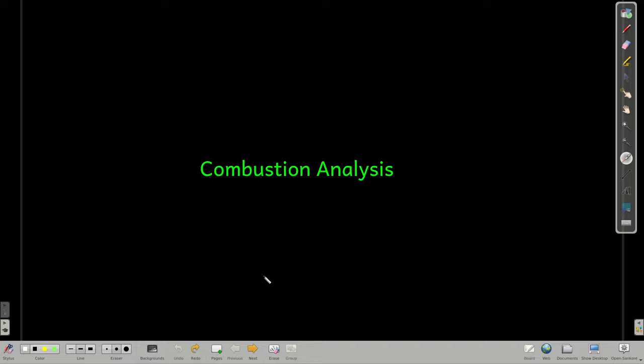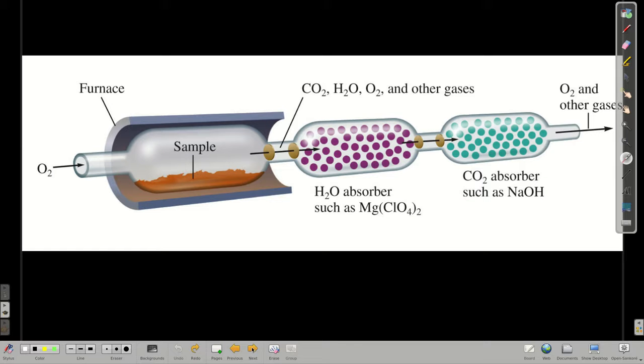In this module, we're talking about combustion analysis, a technique for analyzing a compound to find its empirical formula. This is a sketch of the apparatus that typically is used for combustion analysis. What you do is you take a sample, and for now, you can do other kinds of compounds, but we'll talk mainly about hydrocarbons, that is, compounds that contain carbon, hydrogen, and maybe oxygen.